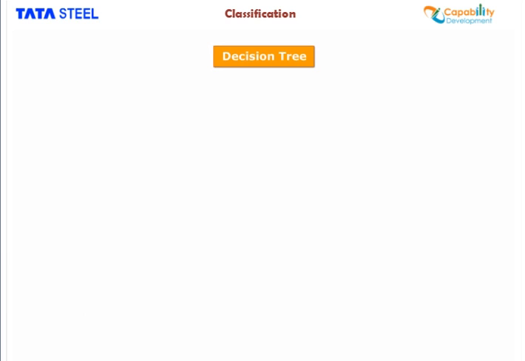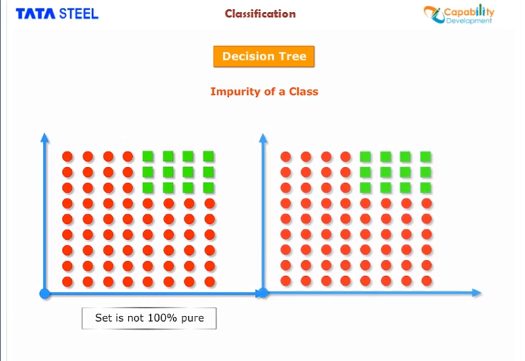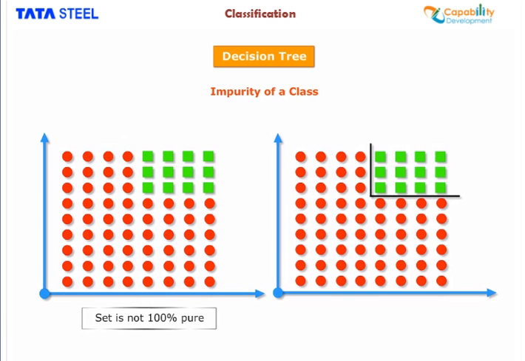In order to understand this, first you need to learn about the concept of impurity of a class. Suppose you have a set of data as illustrated in the diagram, where two classes are represented by red circles and green squares. As the set contains data belonging to different classes, it is not 100% pure. Now divide this set of data into two subsets with the help of a blue line. Here, both the subsets have data belonging to a single class, and thus both subsets are now 100% pure.